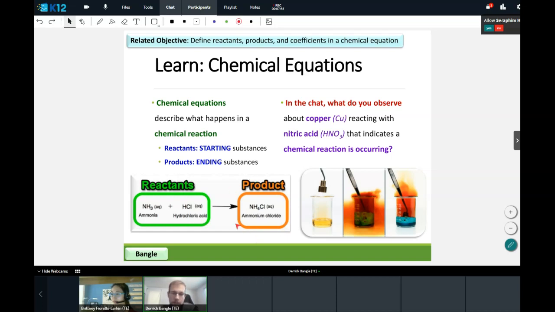So for product, that's what's being produced. Reactants are what's reacting. All right. In the chat, just really quick, let's do some observations of what we see in the reaction to the right.